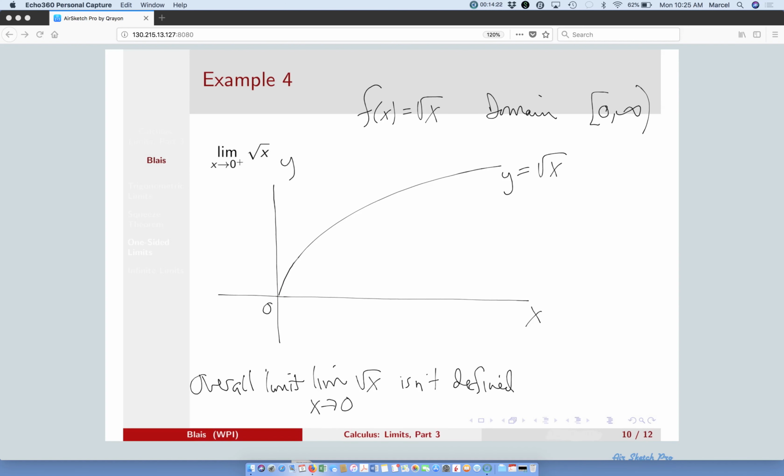So we often have to pay attention to the function's domain when we think about these types of limits as well, to be careful, to be mathematically precise.